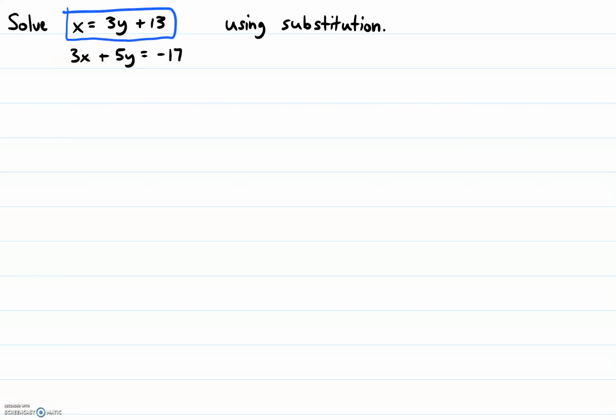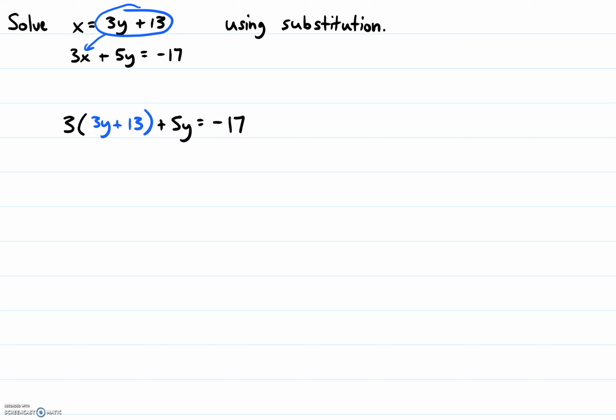The first equation we have is already solved for x, and so that makes it really convenient anywhere we have an x to just put 3y plus 13 in its place. And so that's exactly what we're going to do. We're going to look at the second equation, and we're going to put 3y plus 13 in the place of x. So instead of 3 multiplied by x, we'll have 3 multiplied by 3y plus 13. And we're still going to have plus 5y, and that's going to be equal to negative 17.